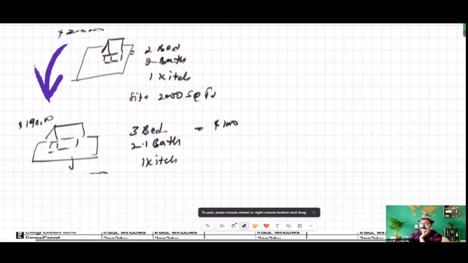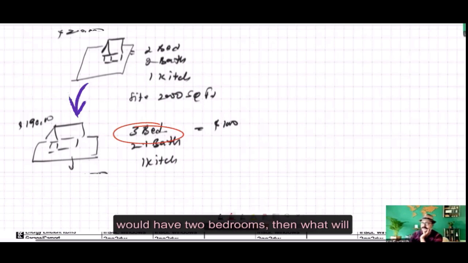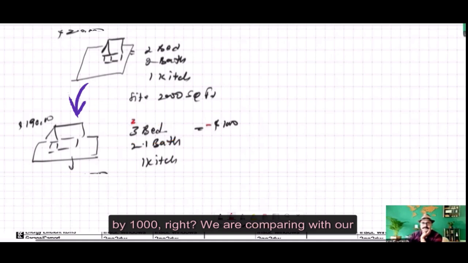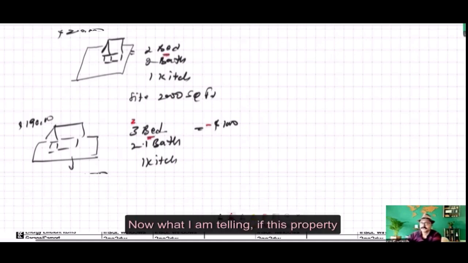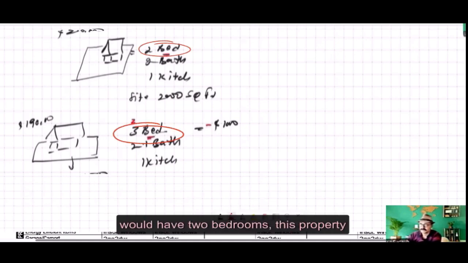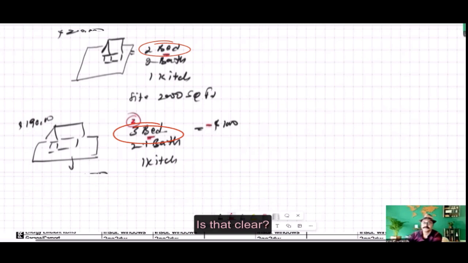If this property would have 2 bedrooms instead of 3, then what will happen? This property value will decrease by 1,000, right? We are comparing with our property. So here something is higher, something is extra from our property. We have 2 beds, it has 3 beds. If this property would have 2 bedrooms, its value will decrease by 1,000. Is that clear? 2.1 bathrooms.